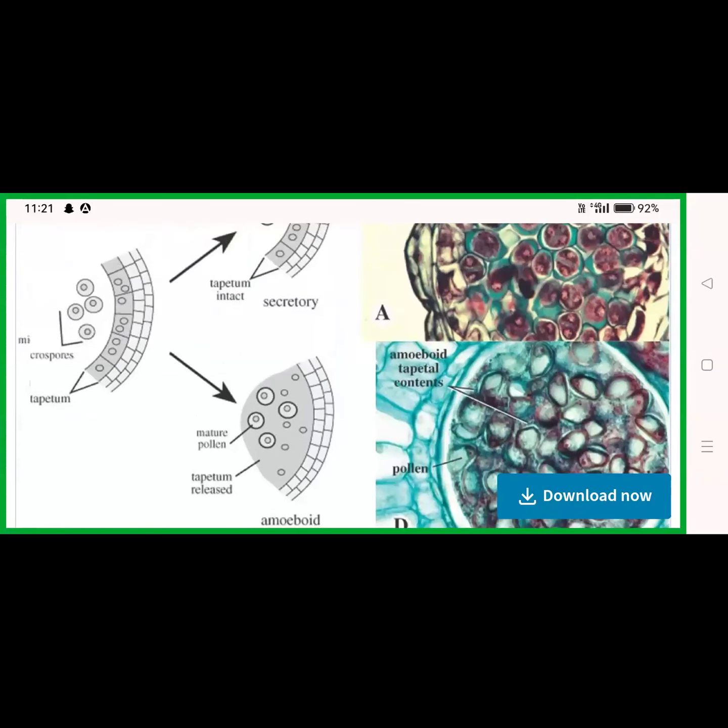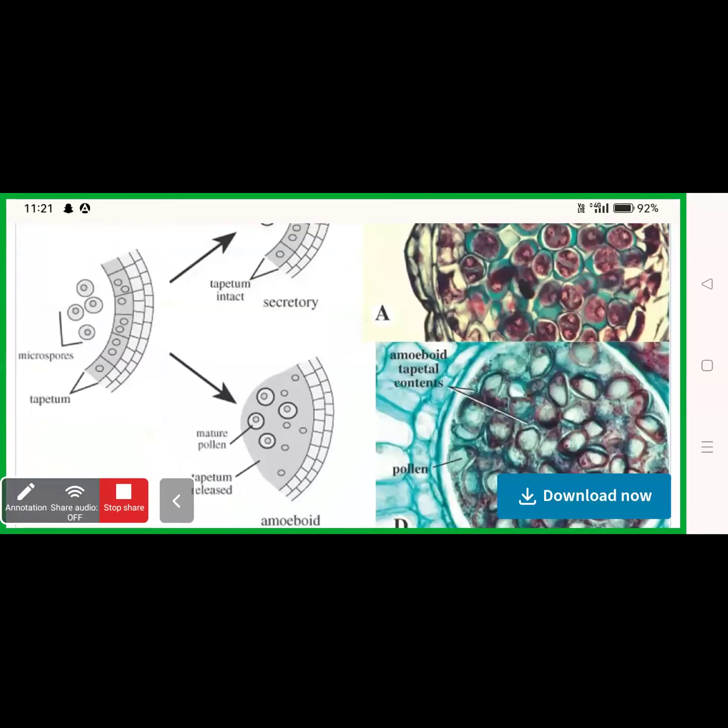Function of the tapetum: the tapetum plays an important role in the development of microspores. If the tapetum degenerates before microsporogenesis, the pollen grains produced are sterile or aborted. The tapetum also helps in the transport of food material to the inside of the anther. So it helps in the transport of food material. That is the second function.